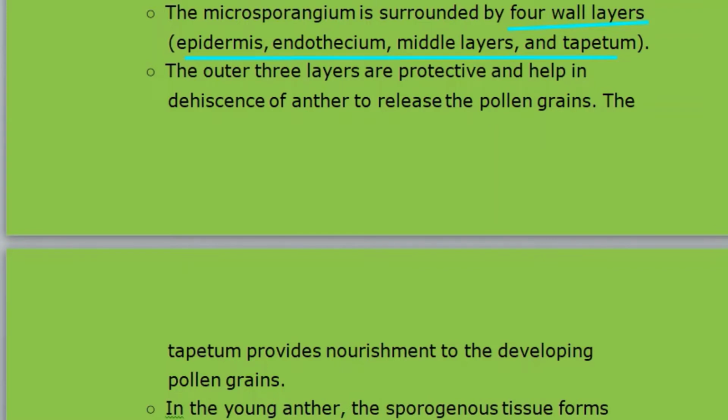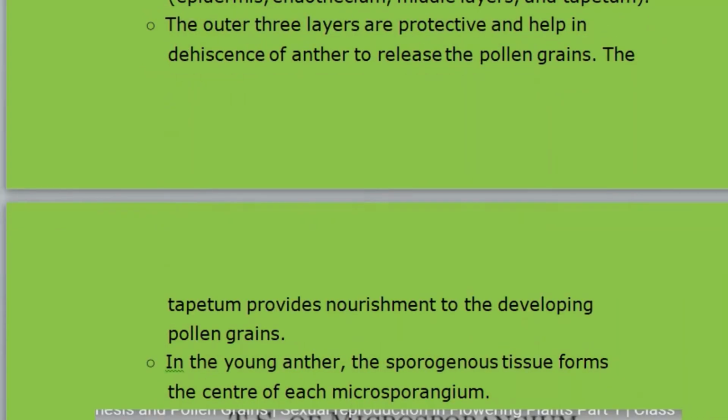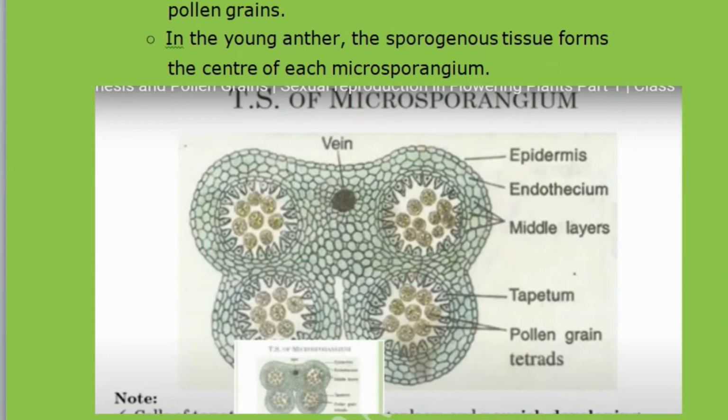The outermost layer is thick and protective in nature. The outermost, it is protective and it is called epidermis, the first layer. And it helps in the dehiscence of the anther to release the pollen grain. So this is the function. And the innermost layer is the tapetum. So tapetum is important. Why? Because it provides nourishment. Tapetum provides nourishment for the developing pollen grain. So this is important. Here it is only the explanation of this microsporangium. Now I will show you the structure of microsporangium. Then you will come to know what is microsporangium.